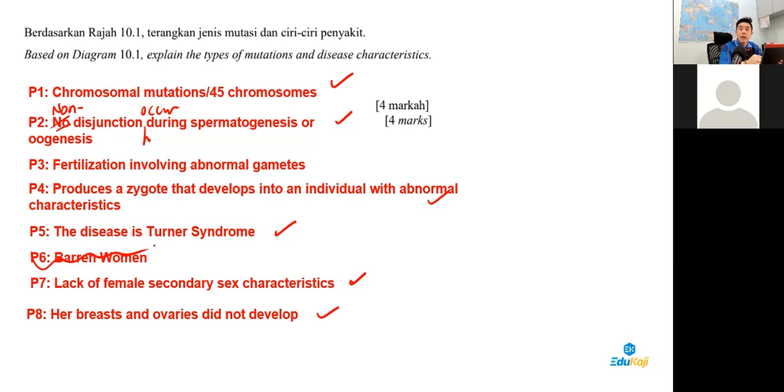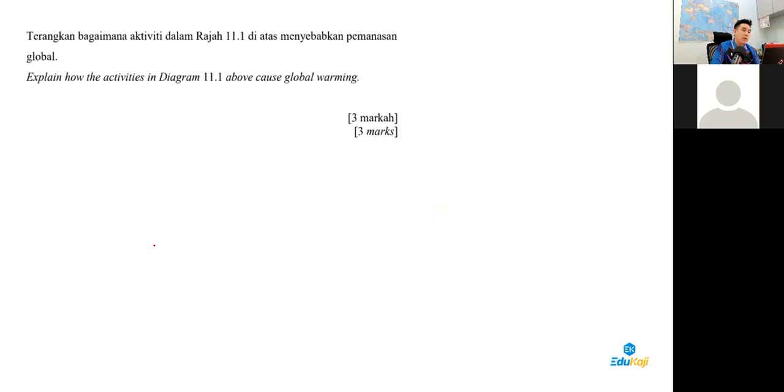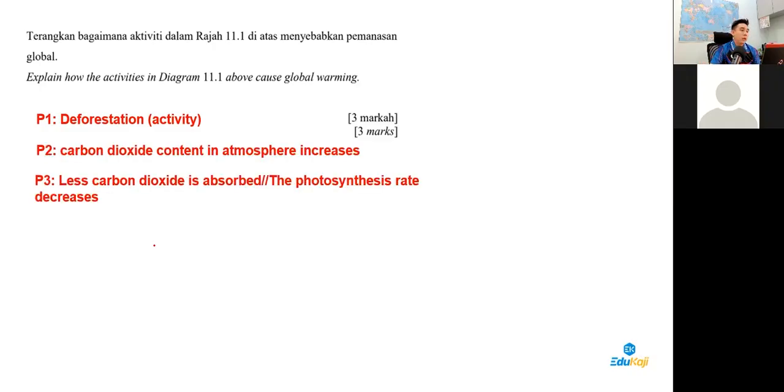Okay, now diagram 11.1 shows a human activity. Question 11, the compulsory essay. Deforestation, they ask you how does it cause global warming? Guys, deforestation itself is 1 mark because they never state it in the question. Okay, CO2 increase.